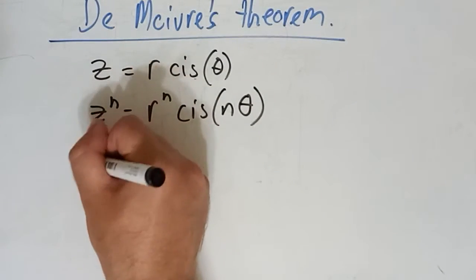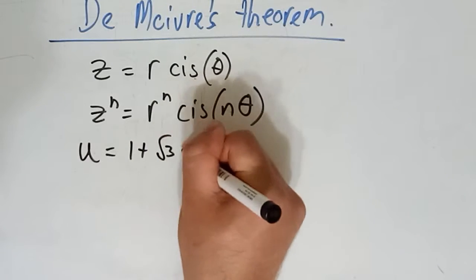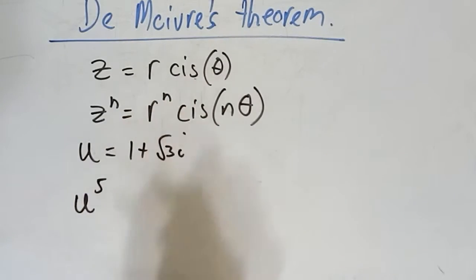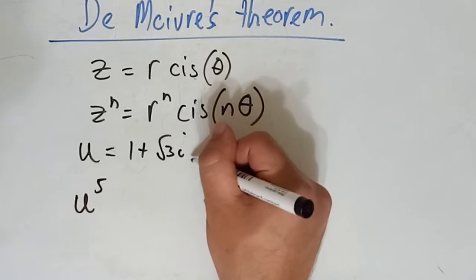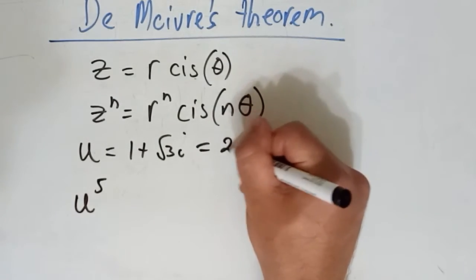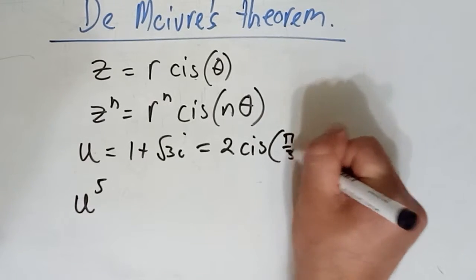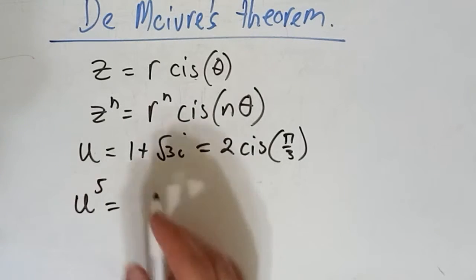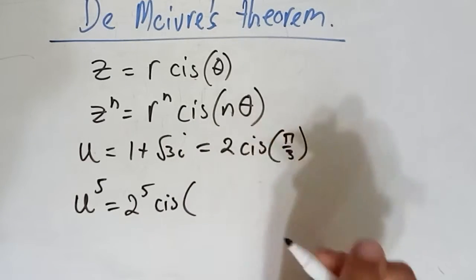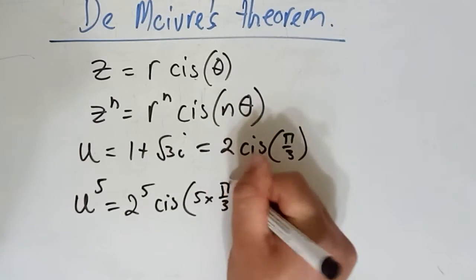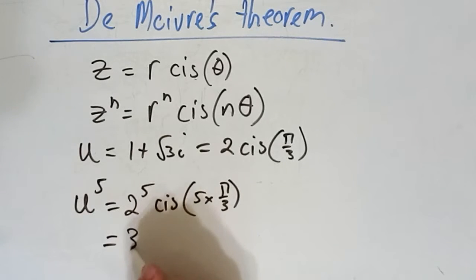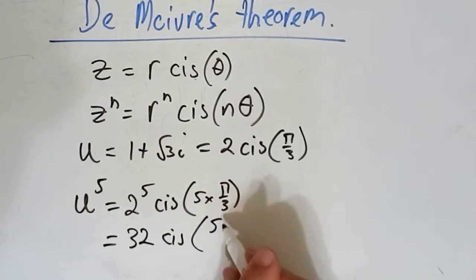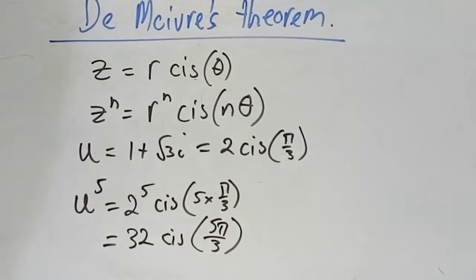So let's start with u equals 1 plus root 3 i, and let's do u to the 5. All right, so I'll convert to polar. I already worked it out, which is nice: 2 cis pi on 3. So therefore, u to the 5, what's that going to be? That's going to be 2 to the 5 cis of 5 times pi on 3. 2 to the 5, 32 cis 5 pi on 3. How good is that? That is so much easier. And then you could convert it back to rectangular if you needed to.